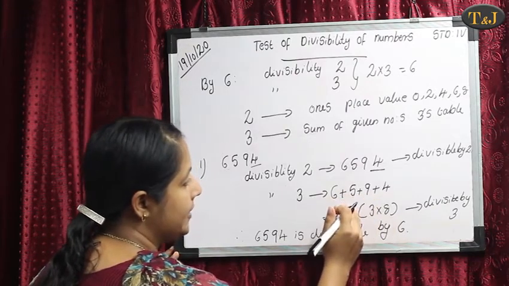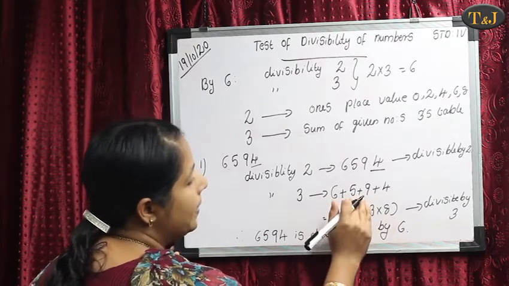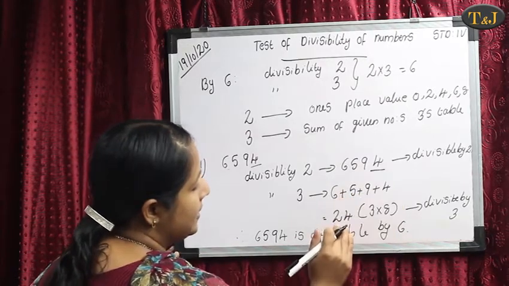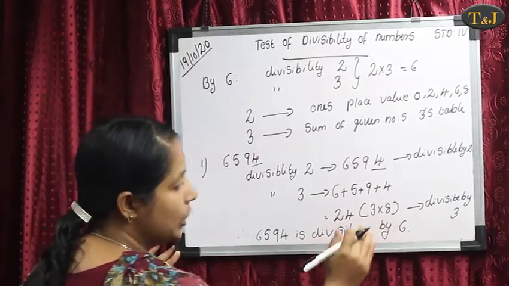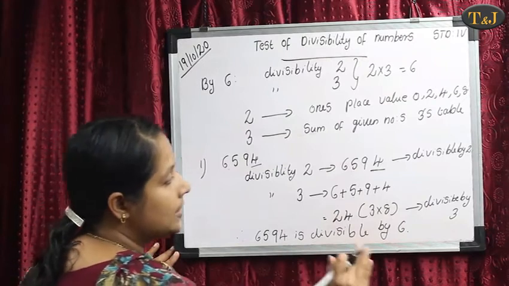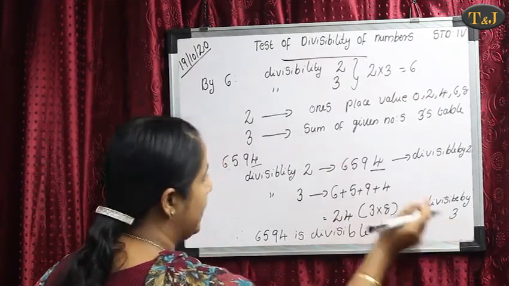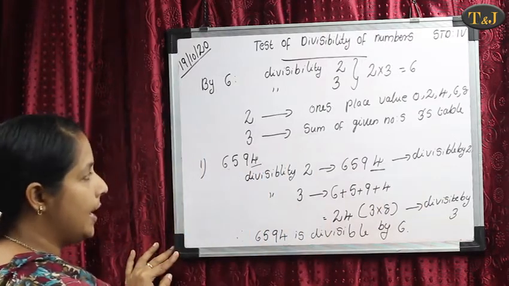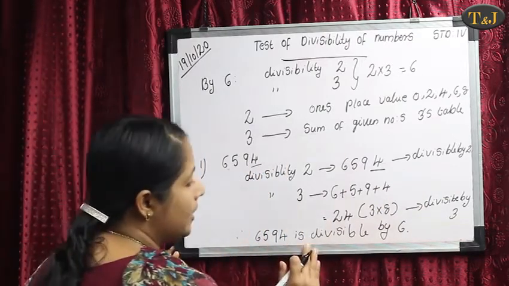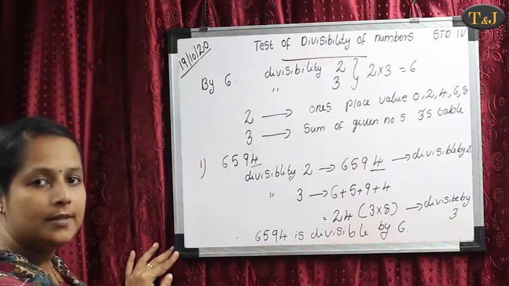So we are adding this number 6 plus 5 plus 9 plus 4. Then we get the answer as 24. 24 is included in 3's table. So it is divisible by the number 3. So both the conditions are satisfied by the number 6594. Therefore that number is divisible by the number 6.